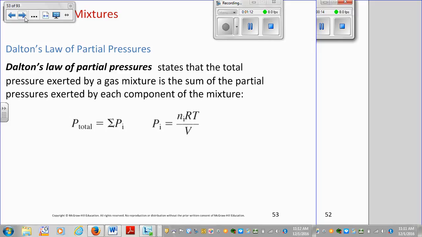So for example, if I had a container that had oxygen with a partial pressure of 1 atmosphere, hydrogen with a partial pressure of 2 atmospheres, nitrogen with a partial pressure of 3 atmospheres, what's the total pressure of the container? 6. Wow, okay, there we go.